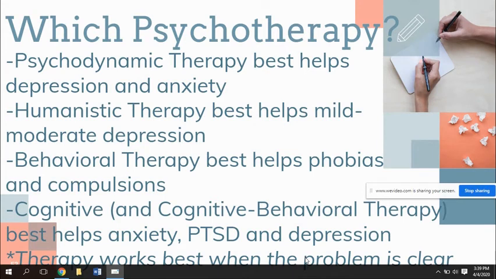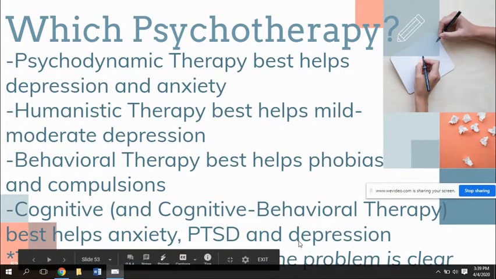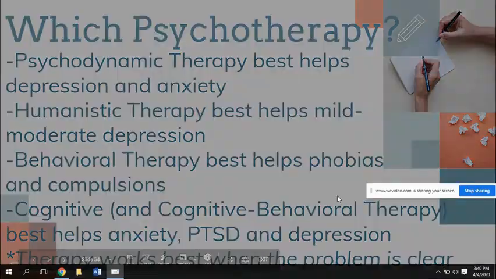All right, so kind of what they're known for. Psychodynamic is known for helping people with depression and anxiety. Humanistic is known for helping people with mild to moderate depression. Behavioral is best for things like phobias and compulsions, anything that's a behavior that you're doing, like washing your hands that goes along with OCD, the obsessive thoughts of like, I'm dirty. Cognitive and cognitive behavioral therapy help with anxiety, PTSD, and depression. Not to say you couldn't use any of them for anything. That's just what they've shown higher success rates with.